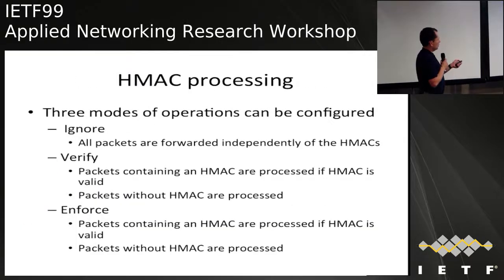For the HMAC, I told you that HMAC allows you to verify the integrity and the authenticity of a segment routing header. There are three knobs that can be controlled on a router to decide how the router will process packets with an HMAC. The first method is to ignore HMAC all the time. You can also verify the packets that contain an HMAC and forward the packets without an HMAC. Or you can be strict: if the packet contains an HMAC, you verify it and process it if the HMAC is valid, and if the packet does not contain an HMAC, then you discard the packet. So the packets there would be discarded. There is a mistake in the slide.